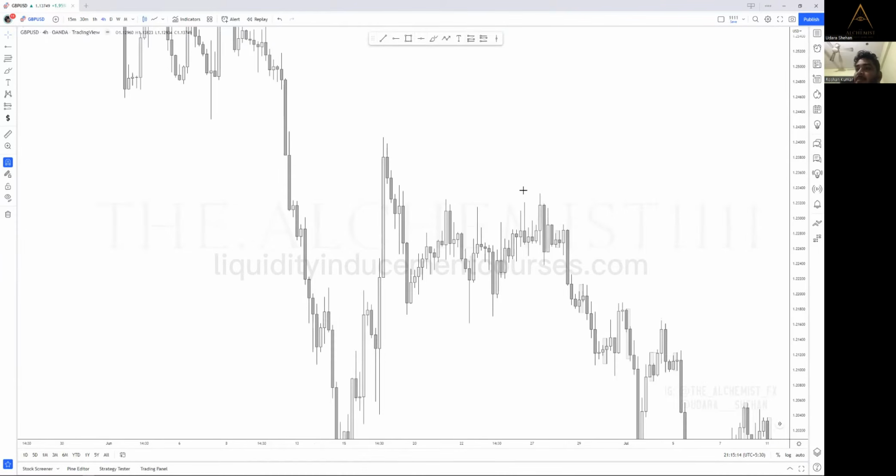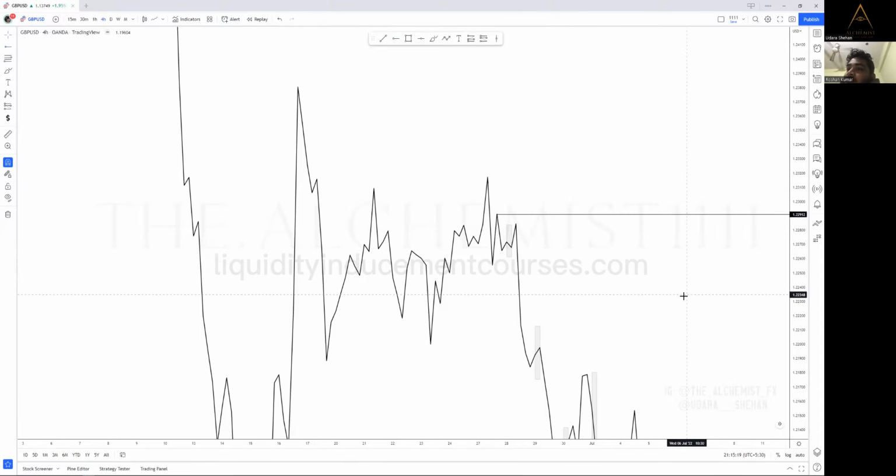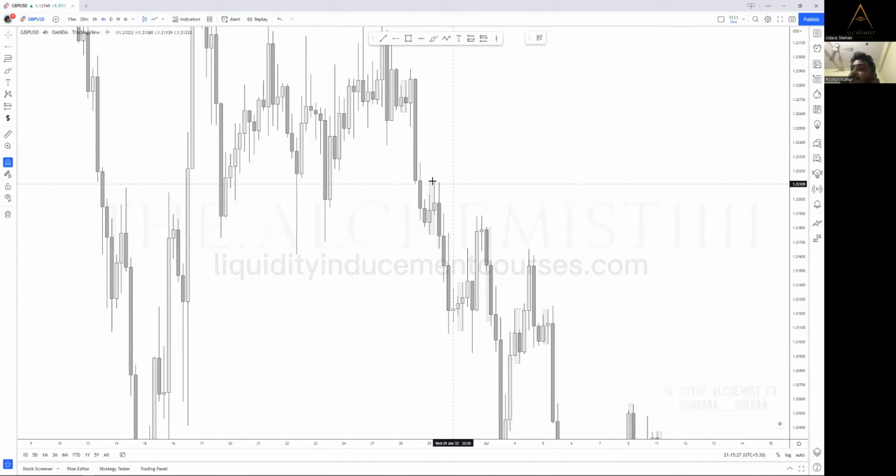Okay, so look at this. Where did this tap into? Once again, resistance. See that? Look at the precision. Taps and instantly, it just melts. Okay, I'll show you more. Look at this. Where did Asia tap into? Open close level. See that? Open close level.